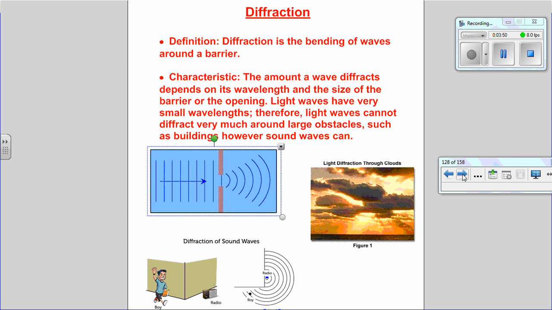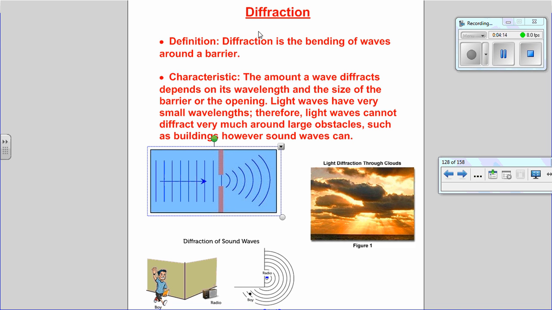Diffraction. Diffraction and refraction are closely related in that they both involve the bending of waves. However, diffraction is the bending of a wave around a barrier. A barrier is something that's in the way of the wave, and the wave is able to bend around that. The amount that a wave will diffract depends on its wavelength and the size of the barrier or the opening. Light waves have very small wavelengths.